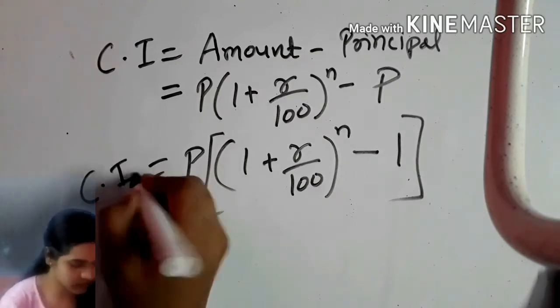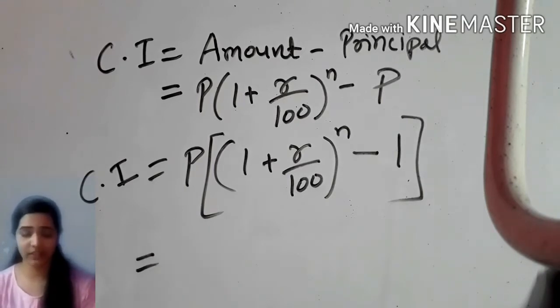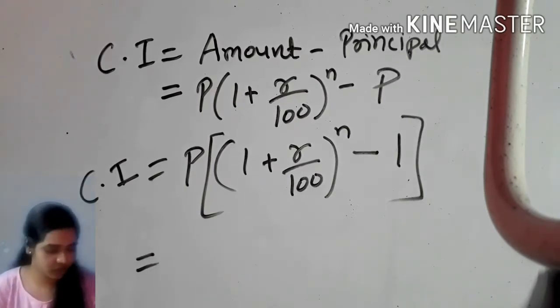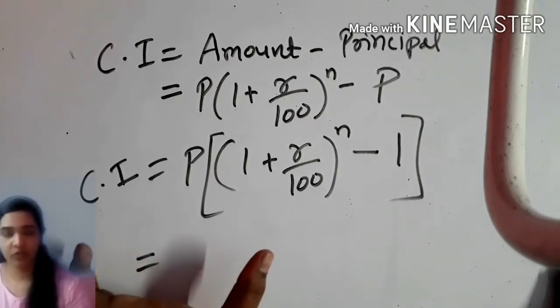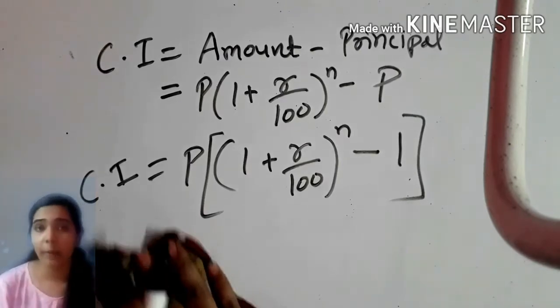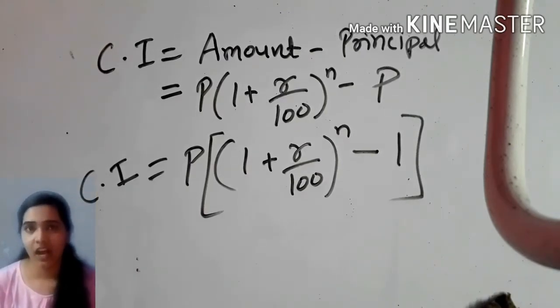So let's consider this as the CI. Compound interest is nothing but principal into the bracket 1 plus R upon 100 raised to N, minus 1. So this is the formula we are going to use for calculating compound interest. Mind well, here the compound interest is yearly.